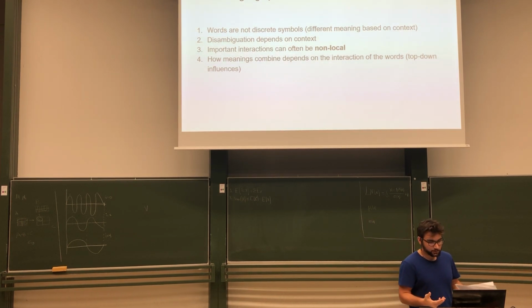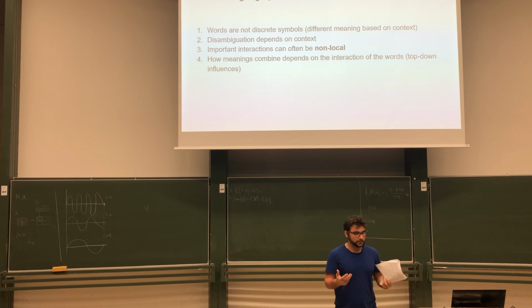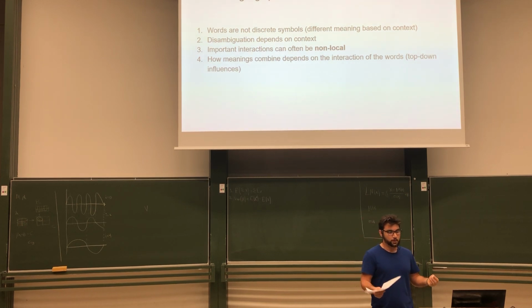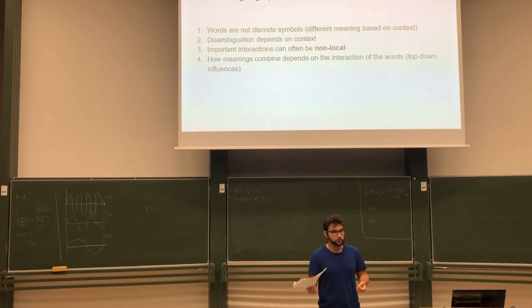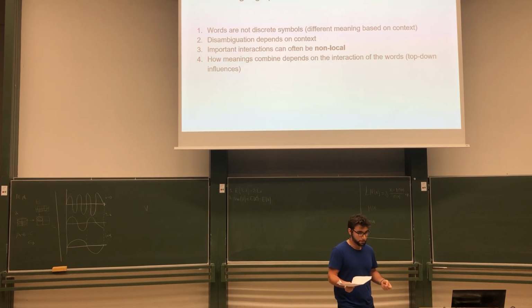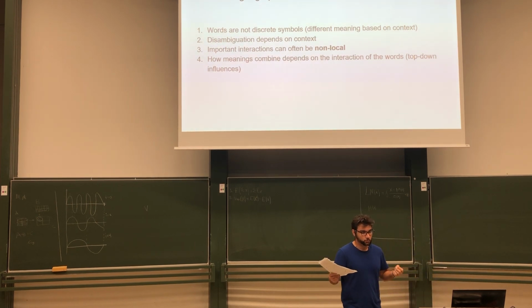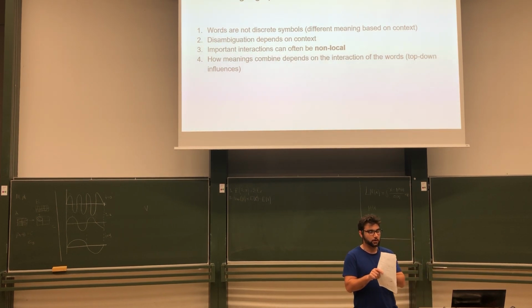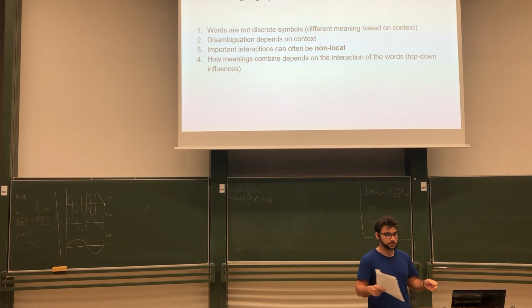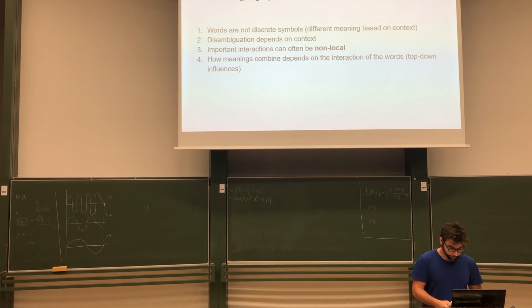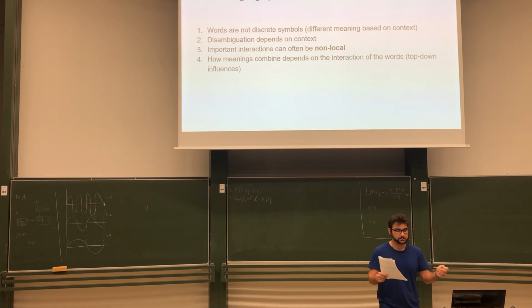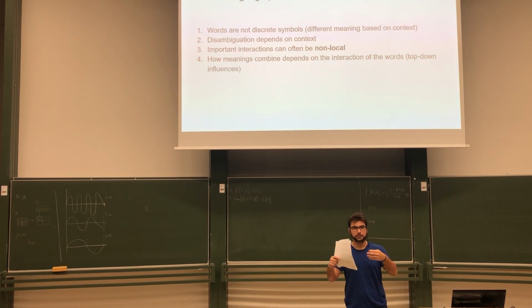So this is something that we really need to do by definition, and it's one of the biggest problems before 2017, before the transformer architecture was invented by Google AI. Nobody knew how to model these long-range interactions that I'm writing here as non-local. And finally, how we combine the meanings, how we compose the semantics.